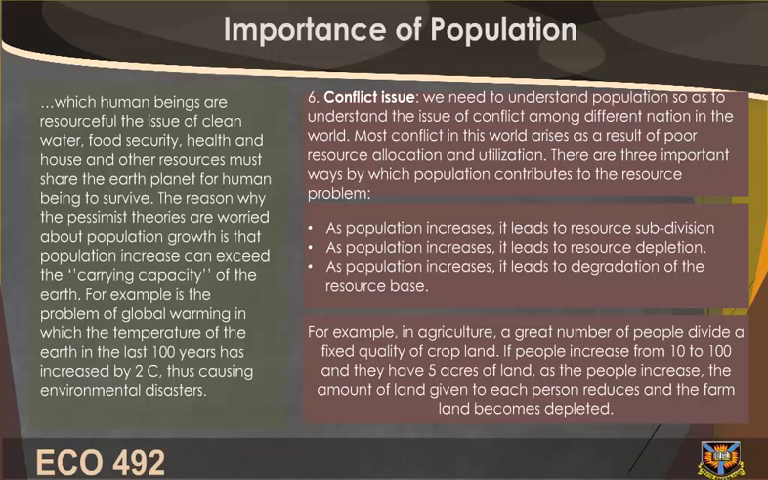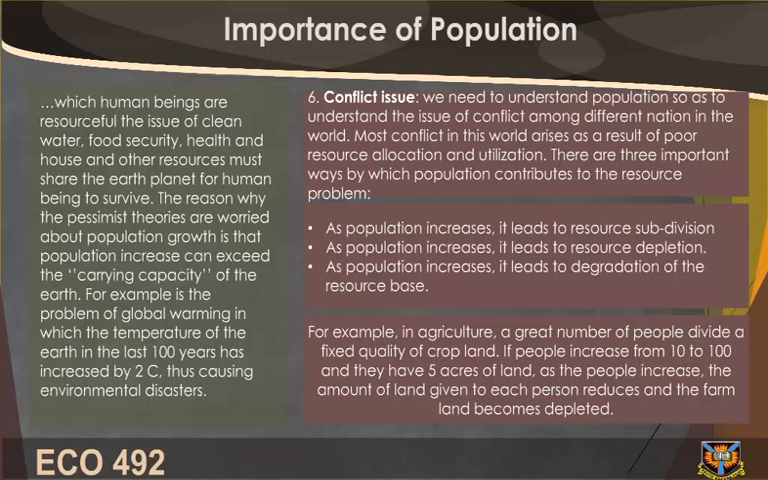Most conflict in this world arises as a result of poor resource allocation and utilization. There are 3 important ways by which population contributes to the resource problem. 1. As population increases, it leads to resource subdivision. 2. As population increases, it leads to resource depletion. 3. As population increases, it leads to degradation of the resource base.